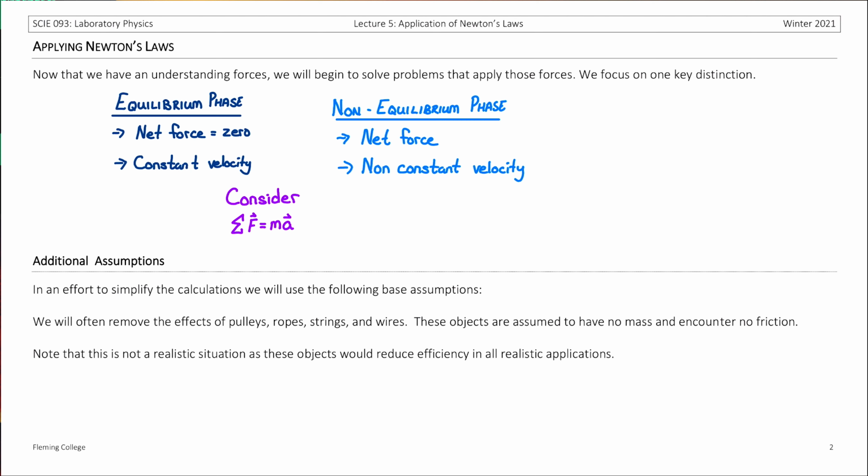Our first level of problem is to consider an object with an applied force and a force due to friction. So consider this. You are pushing a child on a sled at a velocity of 1.7 meters per second and applying a force of 50 newtons. If the sled and child have a mass of 25 kilograms and experience a frictional force of 60 newtons, how far will the child and sled travel?